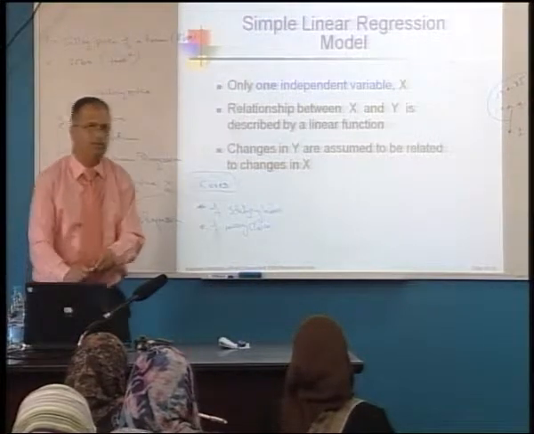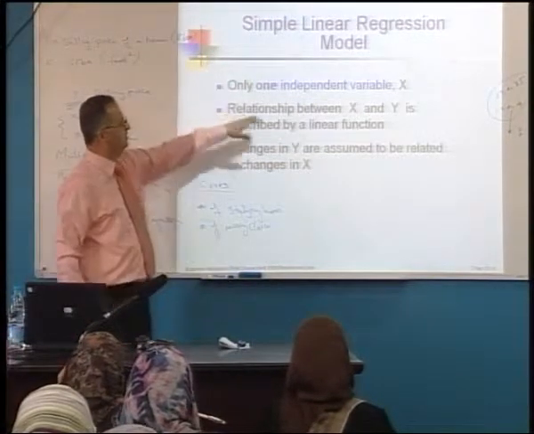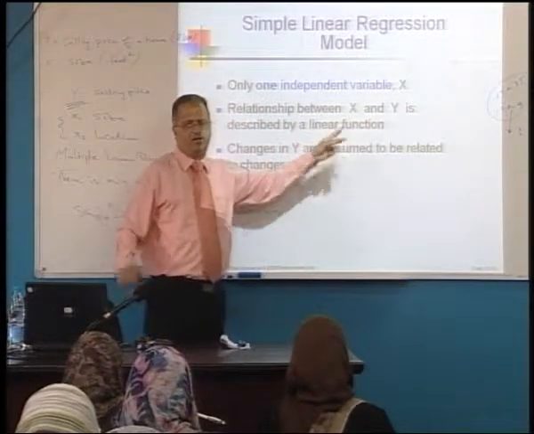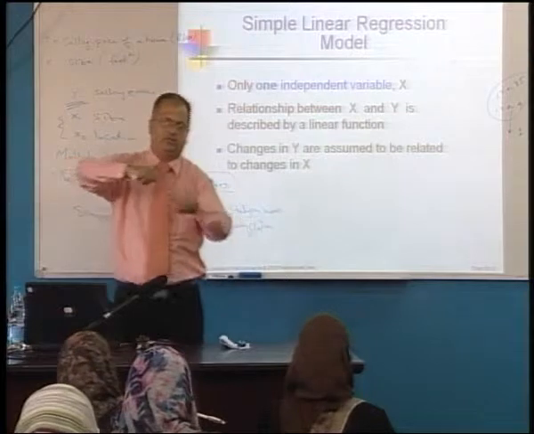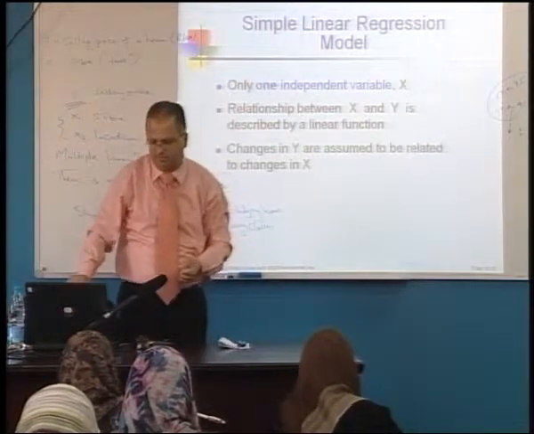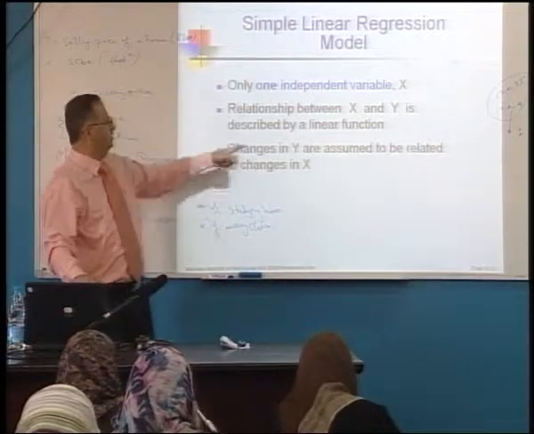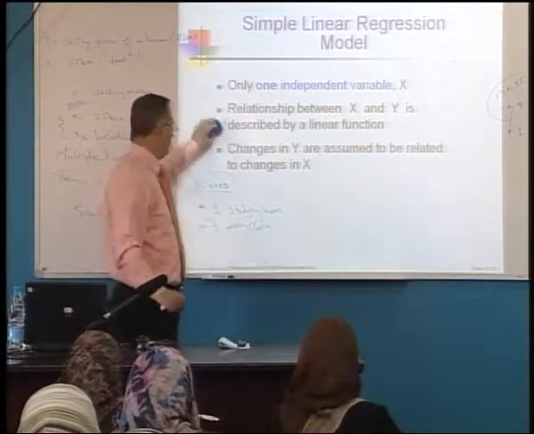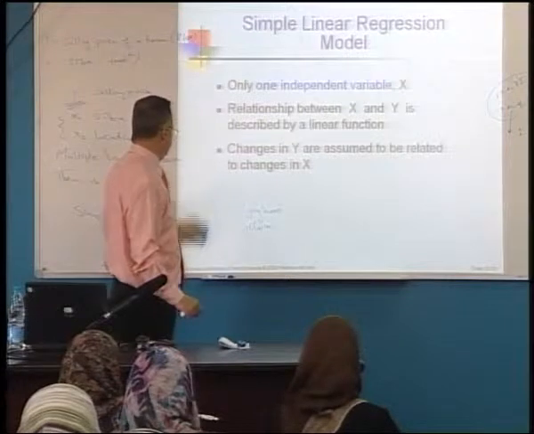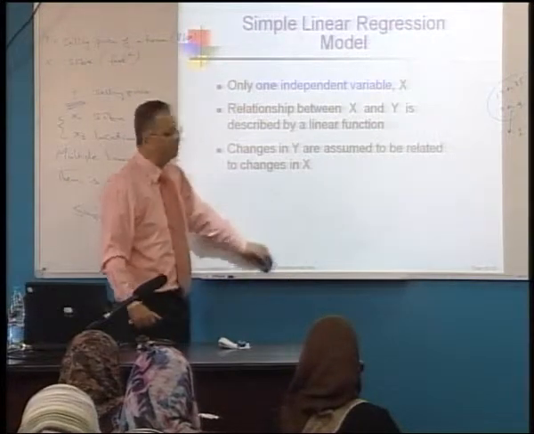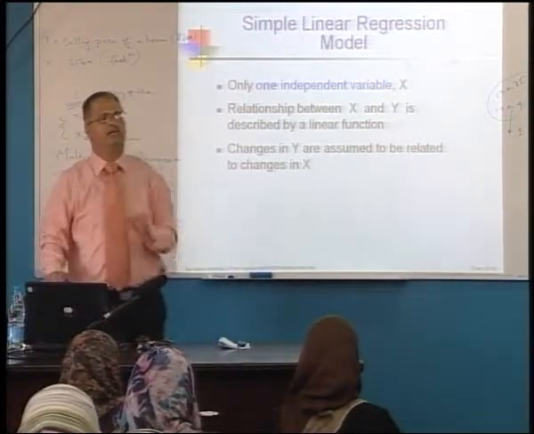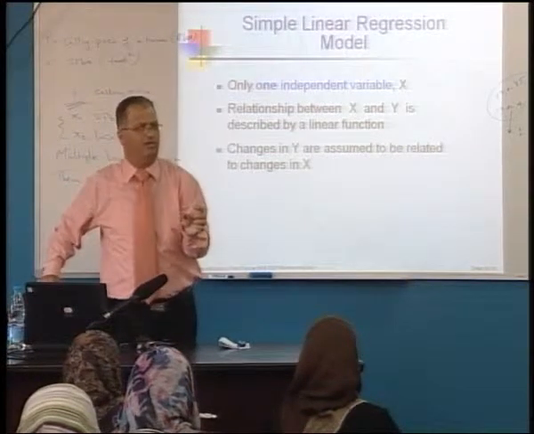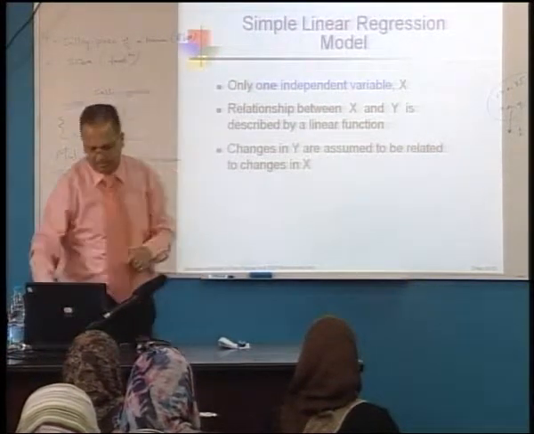In addition to that, the relationship between x and y is described by a linear function. So there exists a straight line between the two variables. Changes in y are assumed to be related to changes in x only. So any change in y is related only to the changes in x. So that's the simple case we have for regression, that we have only one independent variable.